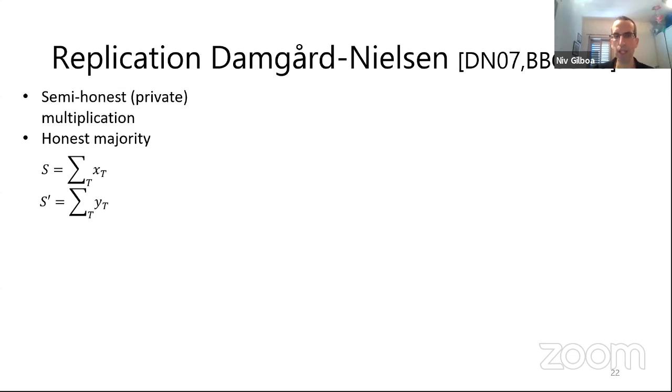Now notice that when we multiply S and S prime, we have a sum of many terms of the form xt times yt prime. And because we're talking about an honest majority, each of these sets is of size t plus 1. So there exists at least one party that has both the share xt and the share yt prime. And that party can compute the product locally. And then we have to sum all of these products together and reshare. So this is the way it's done.